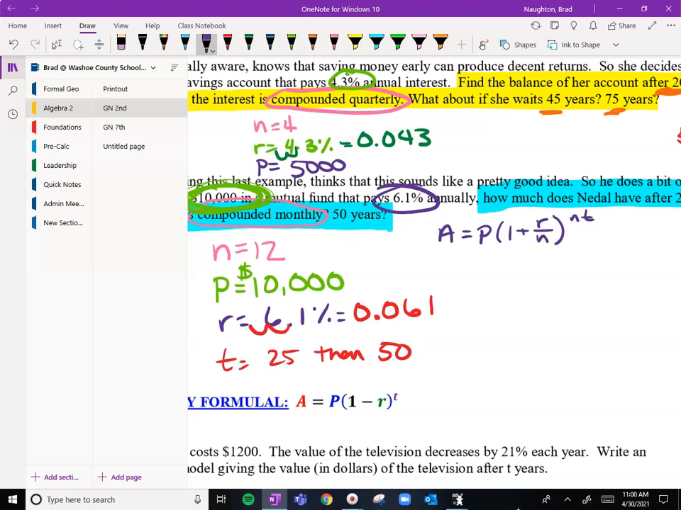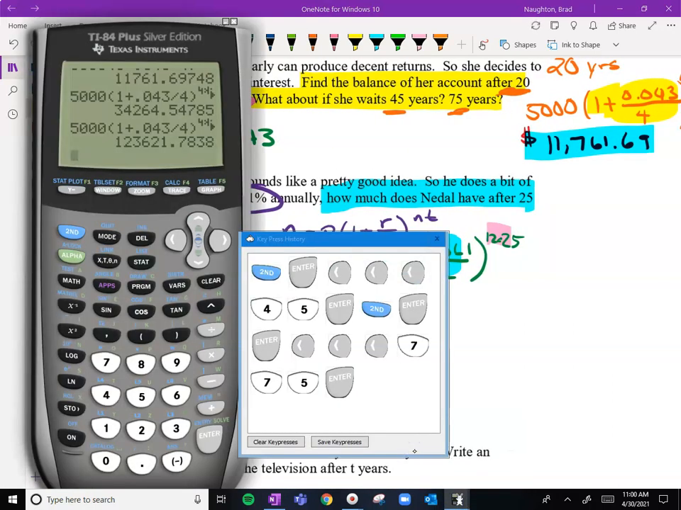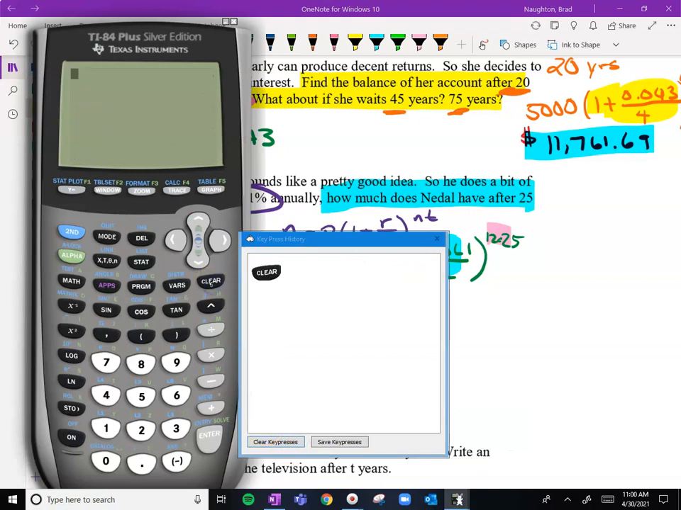We want to know how much money we're going to make. So 10,000 times (1 plus 0.061 over 12) to the 12 times our first one, which was 25 years. So again, you can do this math if you want to. But since we're plugging in the calculator anyways, let's just do it. So I'm going to clear out everything so we can see how we're doing.